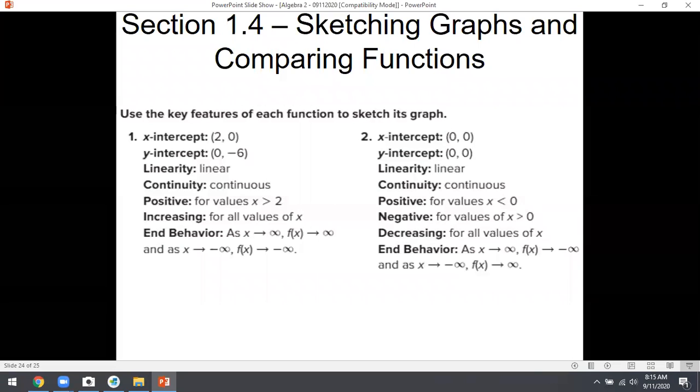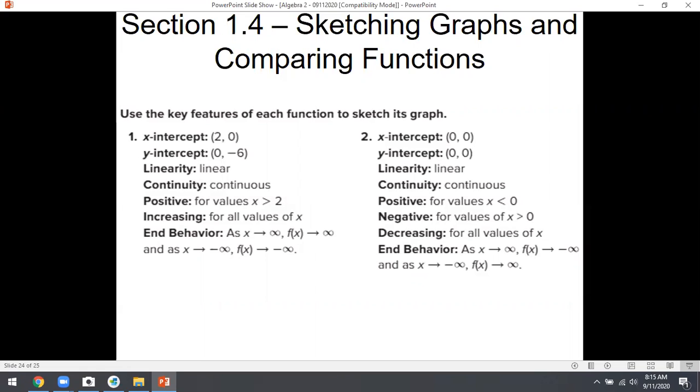Okay, they gave you an x-intercept, right? (0, 0). That's the origin. So there's where it crosses the x-axis. Awesome. They gave you a y-intercept. Also (0, 0), which makes sense, right? Because that's also where it crosses the y-axis. Check. All right. It's linear, so I'm going to draw a line, correct? It's continuous. Well, yeah, I'm going to draw a line continuously.